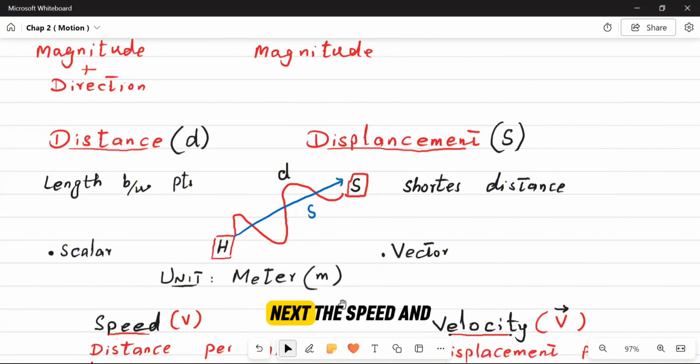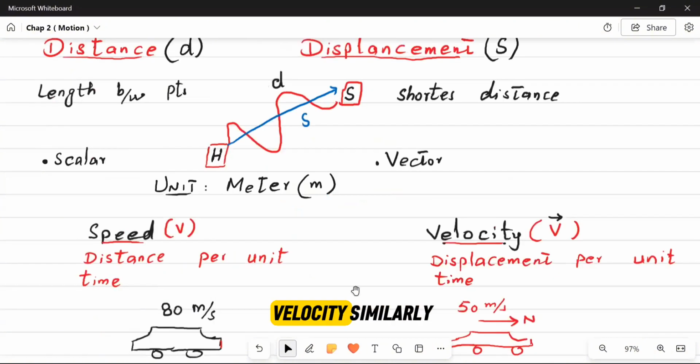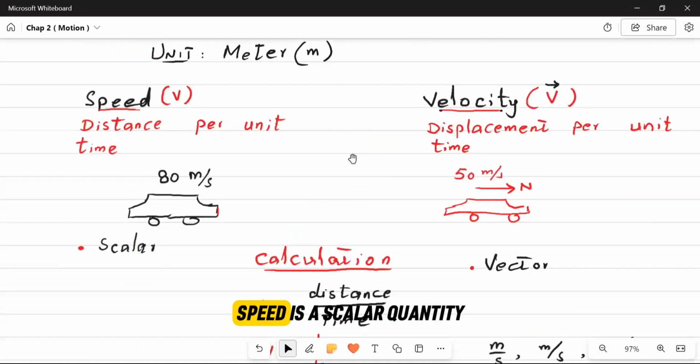Okay. Next, speed and velocity. Similarly, speed is a scalar quantity, velocity is a vector quantity. Speed doesn't need any direction for its explanation. Velocity needs direction for its explanation. For example, the distance per unit time, or you can say the rate of change of distance, is called speed. For example, a car is moving with 80 meters per second. So that is the speed.